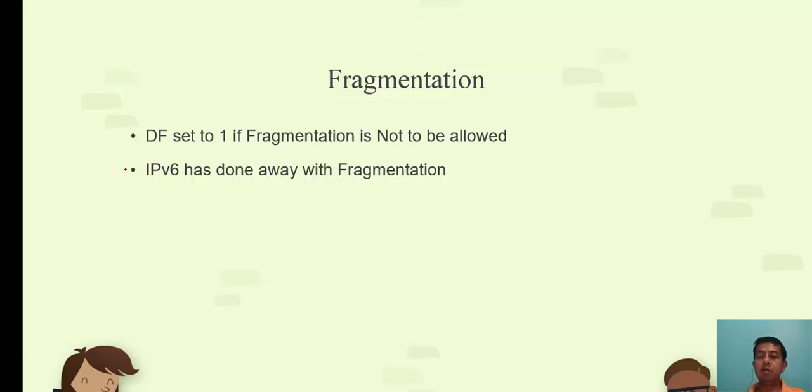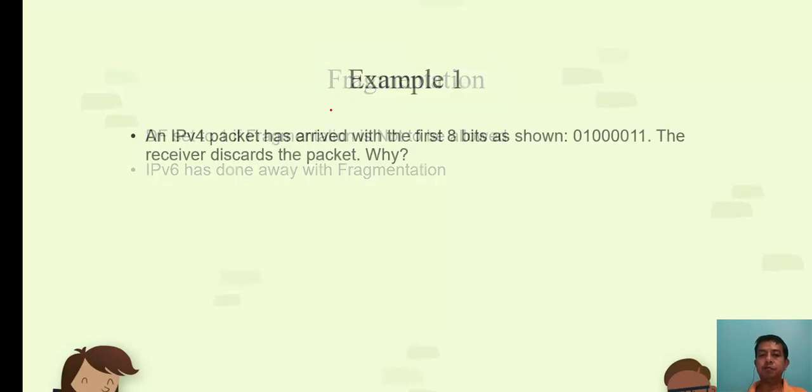So whenever such a situation arises, whenever the packet cannot pass through a link because of the MTU, in that case the original host has to create datagrams of smaller size so that it can pass through that particular router with a smaller MTU. So IPv6 ensures that this fragmentation is not done by routers. It has completely discarded this particular idea of fragmentation. Clear? Now let's see some examples.